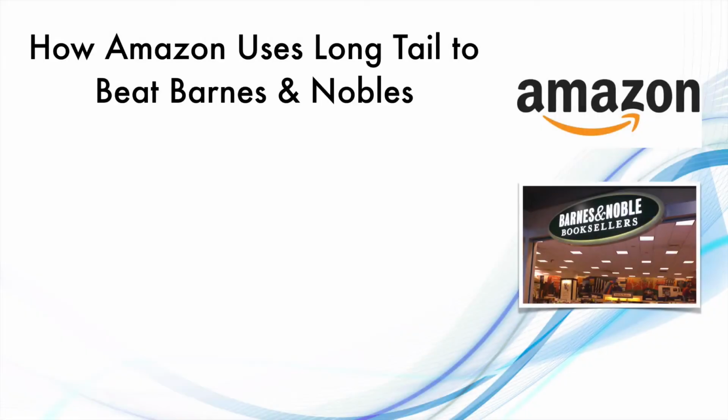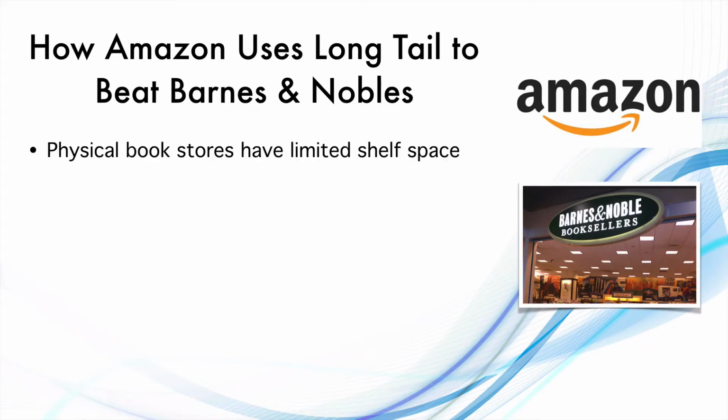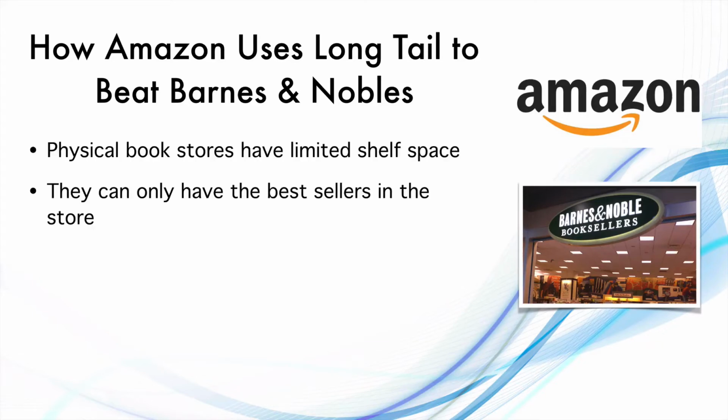So getting back to the presentation, I want to talk a little bit more about the entire concept of long tail. Here I will show you an example of how Amazon used long tail to beat Barnes and Noble. Barnes and Noble is a physical bookseller and Amazon is an online bookseller. Physical bookstores have limited shelf space and can only have bestsellers in the store, because if they stack books which are not very popular, it is an opportunity cost for them. They can only store limited books in a store.